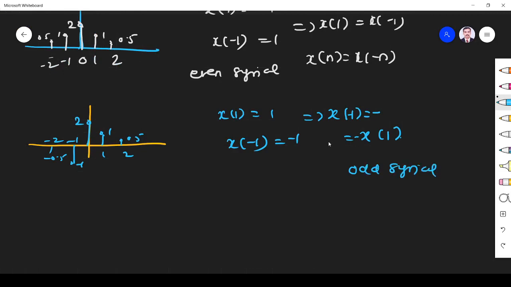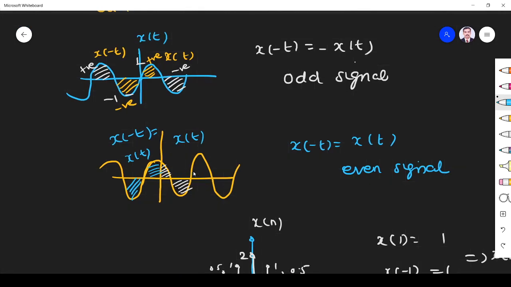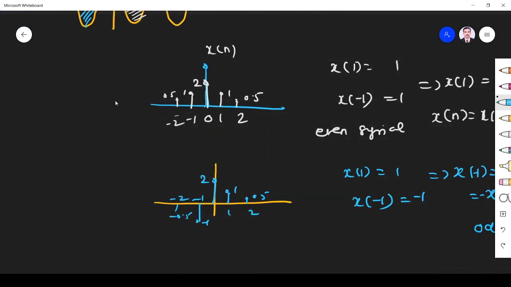So that's the difference. Even means there is a symmetry. You see the symmetry, left hand side and right hand side are both symmetric. So this is symmetry. Here, anti-symmetry. Mirror image is reflected, so anti-symmetry. Right? This is odd, this is even. Similarly, this is even, this is odd, right? So this is an even signal, this is an odd signal. It is anti-symmetry, asymmetry, right? This is symmetry. I hope you understand the concept clearly.